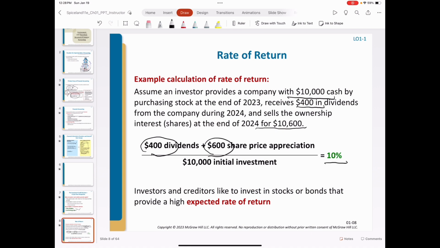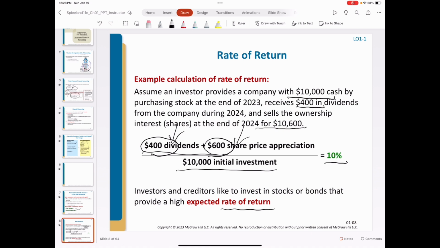We use the amount of return divided by the initial investment, $10,000. So that's the expected rate of return. Since the return is from the end of 2023 to the end of 2024, this 10% return is an annual return. But investors also want to learn what the future rate of return is, right? So whether the company can still pay the same amount of dividend, or will increase or cut the dividend, and whether the stock price will go up.